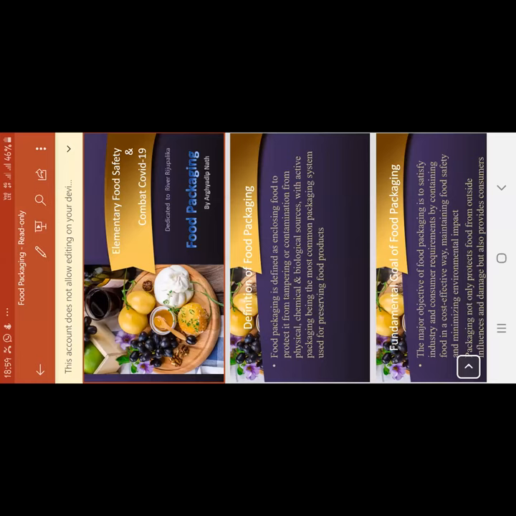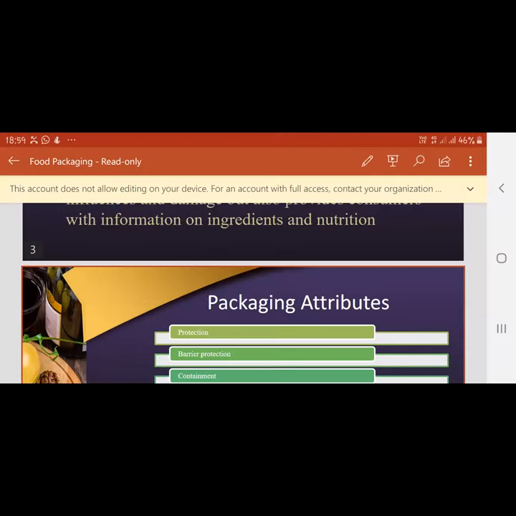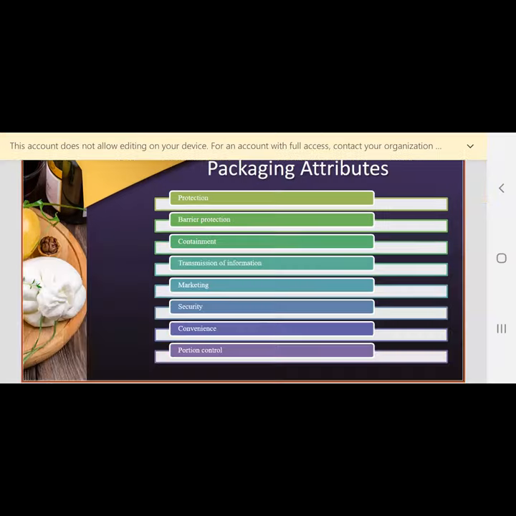The packaging attributes we are talking about: basically there are three things. Better protection is the containment. It protects the food system from various hazards.